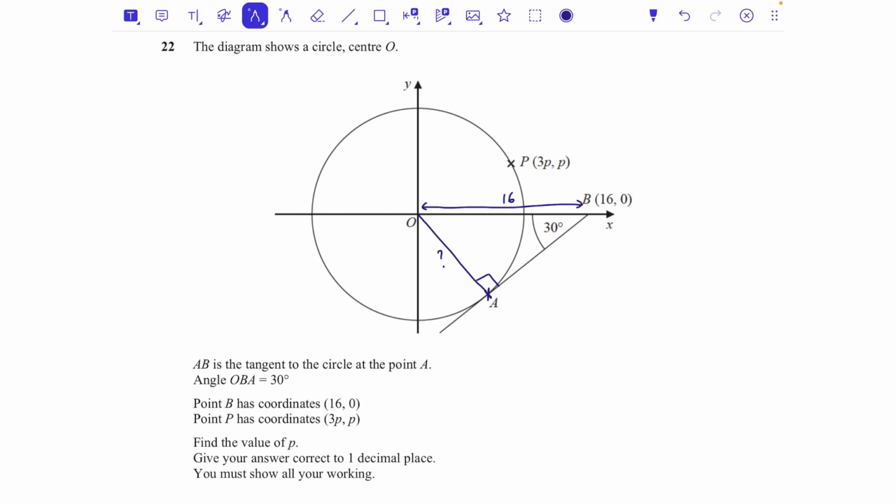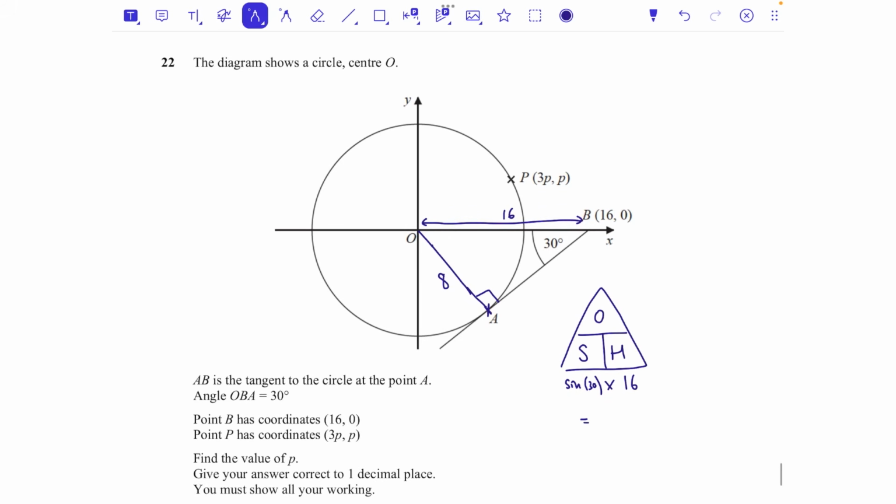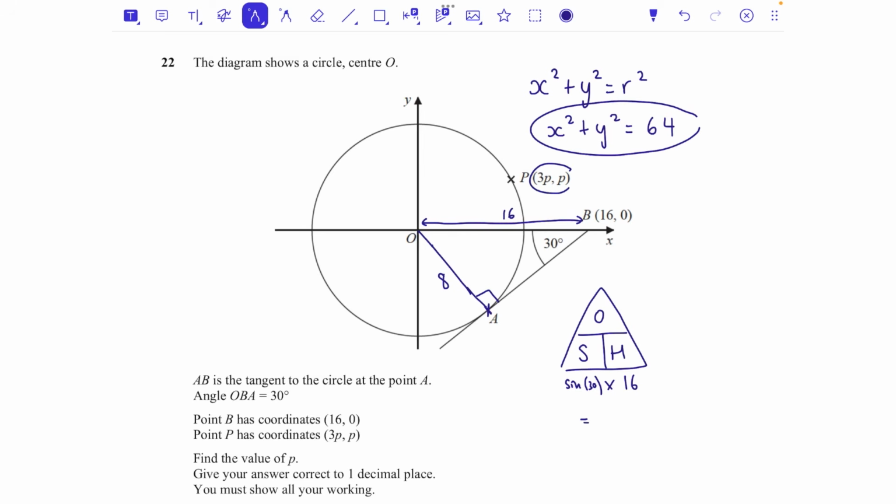So let's use SOHCAHTOA. I'm going to use SO because I want the opposite, and I've got the hypotenuse. So if I do sine 30 multiplied by the hypotenuse, 16, that's going to give me the radius there. So I therefore know that that will be 8. Sine 30 is a half, remember? So if this side is 8, then that tells me the radius of the circle. Now the equation of a circle is x squared add y squared equals the radius squared. So x squared add y squared is 8 squared, so 64. So I know now that this is the equation of the circle, and if this value lies on the circle, it will make the equation true.